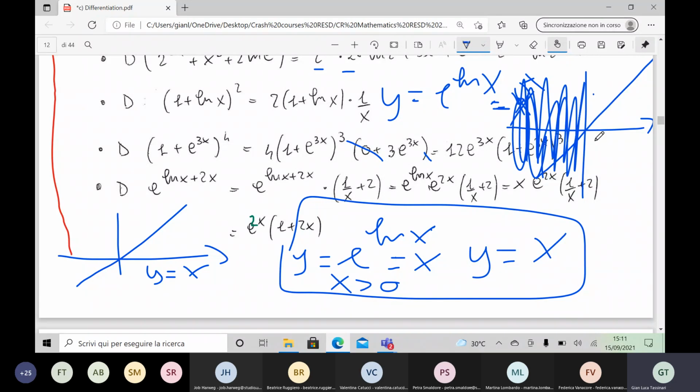So here you have an empty circle, because an empty circle means that the function is not defined for x equal to 0. So the graph is simply this one, which is this part of the graph of y equal to x. So you see, we apply the property, we got x, but remember, x must be strictly positive. So the function y equal to e to the power ln of x is not perfectly equal to the graph of y equal to x.